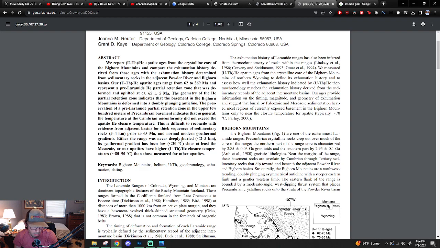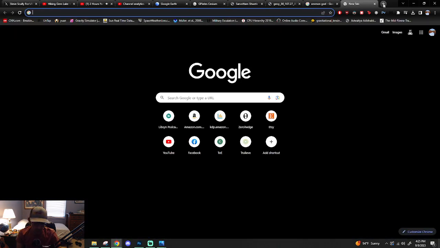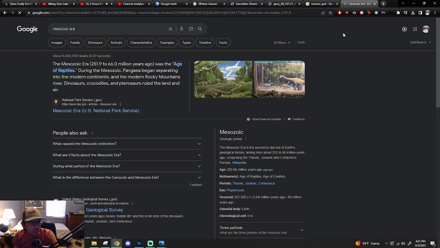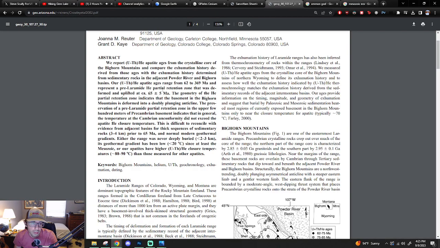Either the range was never deeply buried, 2 to 3 kilometers, its geothermal gradient has been low, less than 20 degrees C, since at least the Mesozoic, which is far before 60 million. When's the Mesozoic? 252, okay. I imagine they're saying since at least 252 million. Or our apatites have higher uranium, thorium, helium closure temperatures than those measured for others.